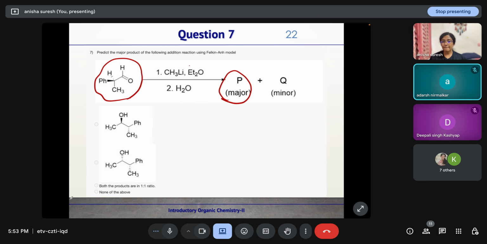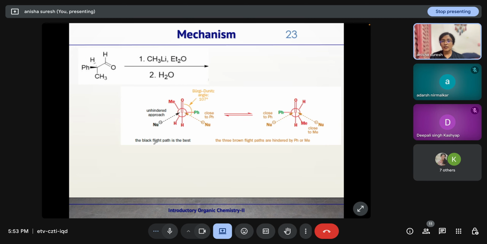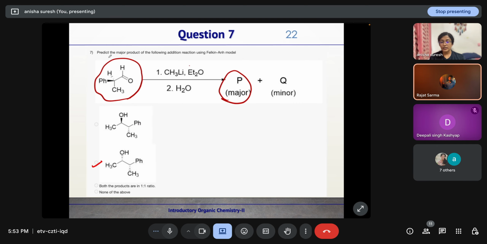Ma'am, option number A. Did you try drawing the Felkin-Anh model? I'm doing it. B will be the right answer. So let us see how the answer is coming. Ma'am, you have to look at the stereochemistry also, right? Like how to determine the stereochemistry of this product. Yeah, that I have doubt.